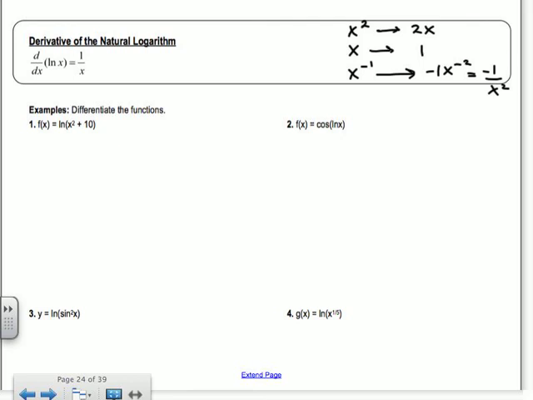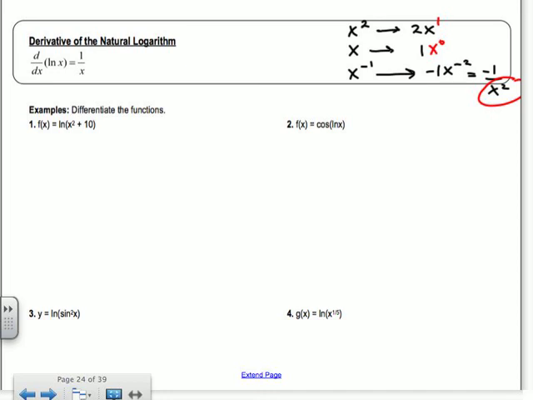And some of you guys probably questioned, like, oh, this is x to the 1 power, this is x to the 0 power, but then this is x to the negative 2 power. What happened to the negative 1 power? Where did it go? So it came from the natural log of x. So the derivative of natural log of x is what gives you a negative 1 power.